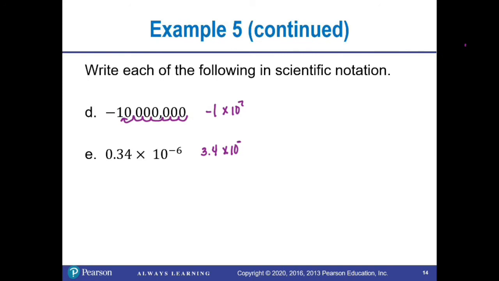How many times do I have to move the decimal place so that the decimal place is behind the 3? Well, we only moved it one time. And so my power of 10 is -1 because the 0.34 was between 0 and 1. Don't forget about that 10 to the -6. I have like bases, and so I add my powers. -1 plus -6 gives us 3.4 times 10 to the -7.